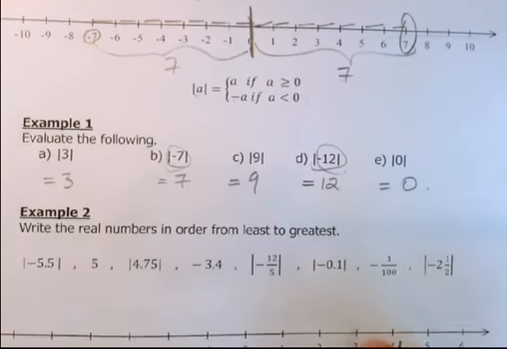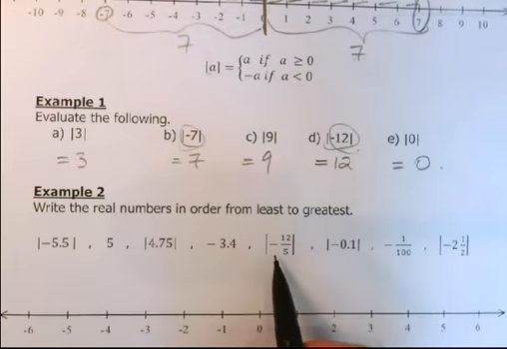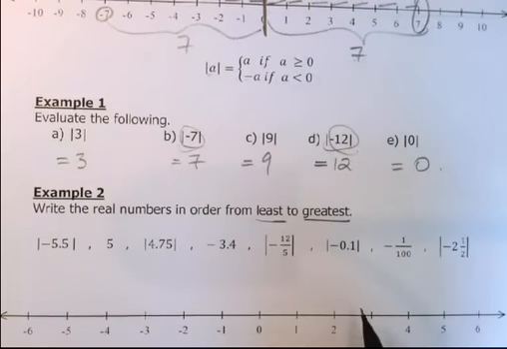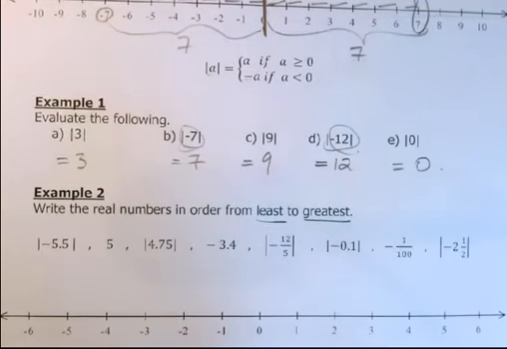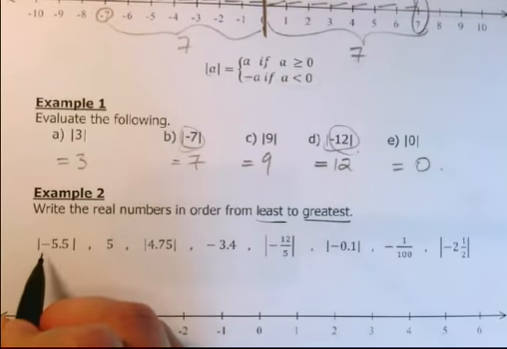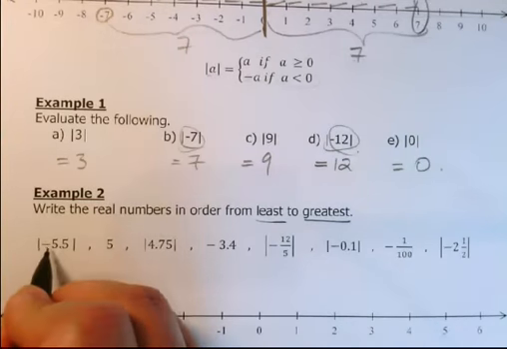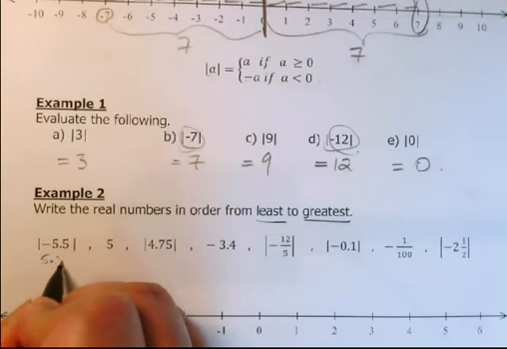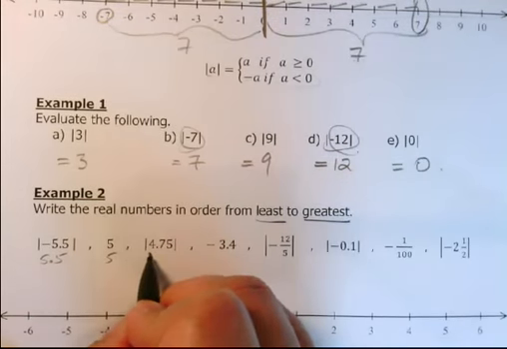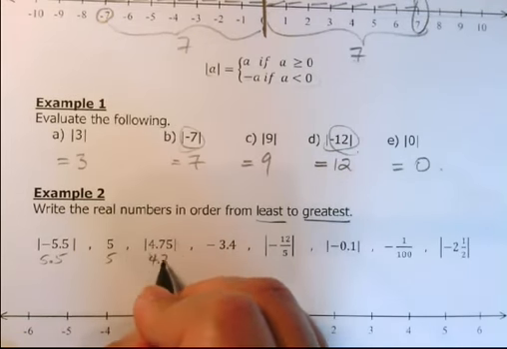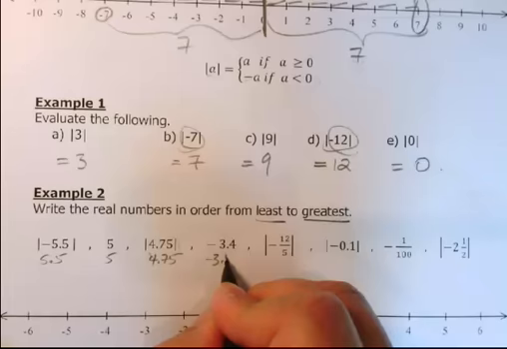Okay, now let's look at this next example where we are ordering these numbers from least to greatest. So we're going to want to figure out which one's the smallest and list them going from smallest to biggest. In order to do that, let's evaluate each number first. This has absolute value symbols, so this is just going to be 5.5. This is just our 5, so leave it as 5. Here we've got a positive number in the absolute value sign, so that's just 4.75. There's no absolute value sign, so it's just going to stay as negative 3.4.